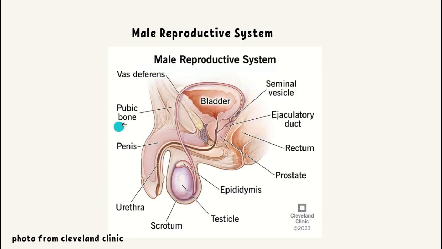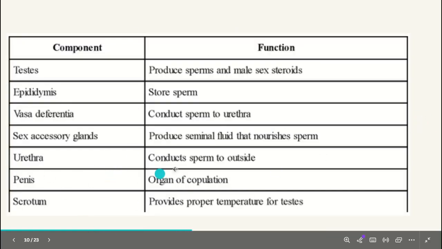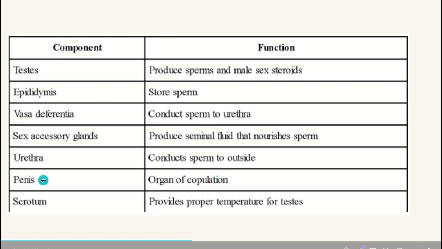In other words, when we say that the penis is an organ of copulation, it basically means that it transfers sperm, right? That would be the best way for me to describe it. It transfers sperm. So for example, it is what deposits the sperm into the female reproductive tract. So basically, that's what it means.